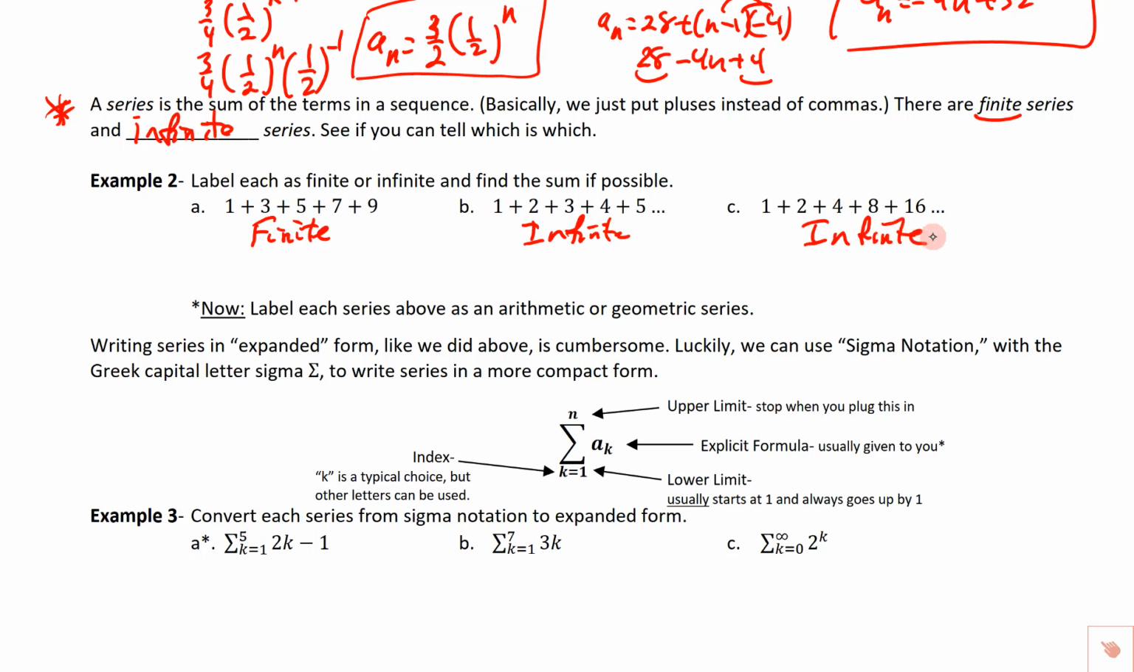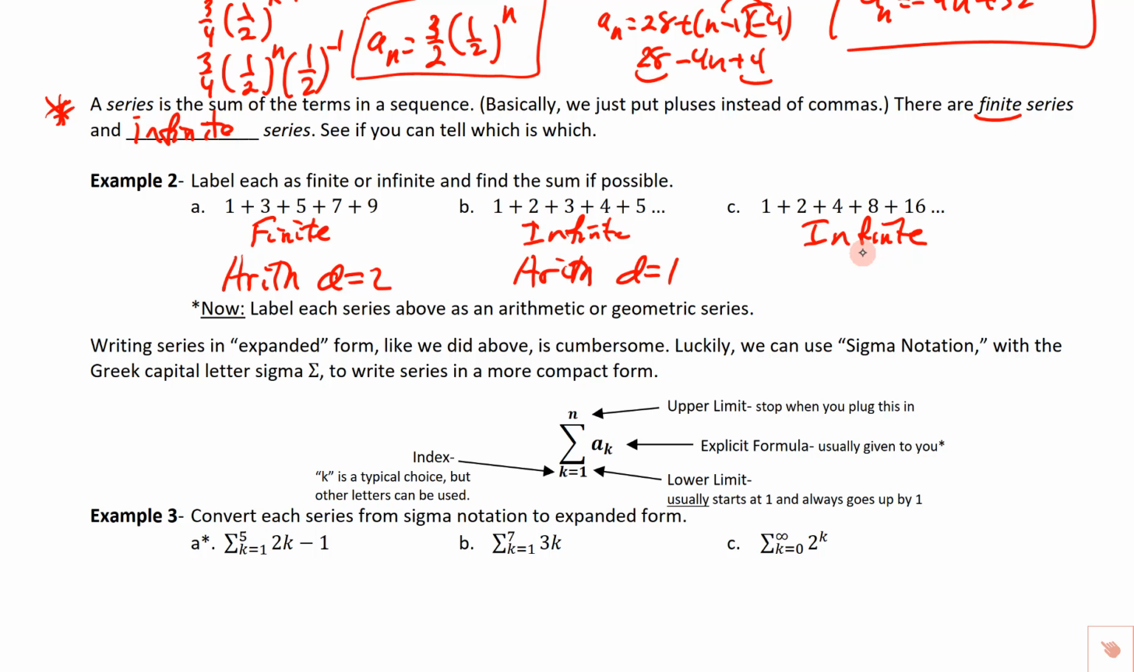Now, would you label each one of those as arithmetic or geometric? So this is a finite series, but is it an arithmetic series or is it a geometric series? Colson, what do you think? Arithmetic. Can you tell us what the common difference is? D equals 2. Okay. Hannah, next one. Arithmetic or geometric? It is arithmetic. Can you tell us what the common difference is? Common difference is 1. It's getting bigger by 1 every single time. And then this next one is infinite.